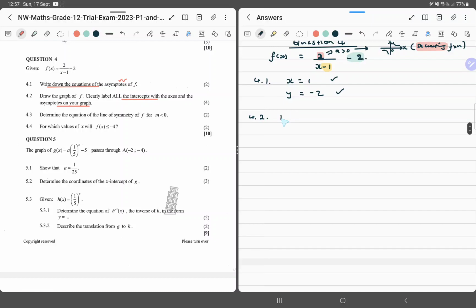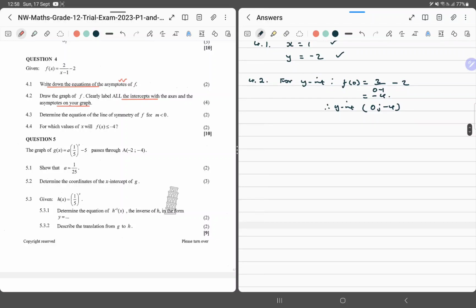Okay, easy. So we can just simply say for y intercept, it is such that f of 0 is equal to 2 over 0 minus 1 minus 2. What is that? This is 2 divided by minus 1. It's minus 2. Minus 2 minus 2, it's minus 4. So we can say, therefore, the y-intercept is going to be 0 and minus 4. It's very easy.